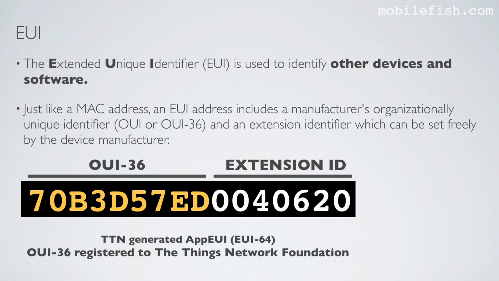Just like a MAC address, an AUI address includes a manufacturer's Organizationally Unique Identifier, OUI or OUI-36, and an extension identifier, which can be freely set by the device manufacturer. As mentioned earlier, this OUI-36 is registered to the Things Network Foundation, and the Things Network version 2 generated this AppEUI, which is also an AUI-64 address.